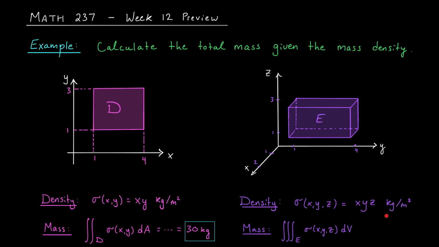Now, after we've formally introduced triple integrals and you try some examples for yourself, I'd like you to come back to this problem. See if you can use triple integrals to show that the total mass of this solid is 45 kilograms.